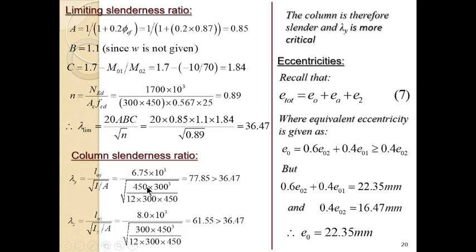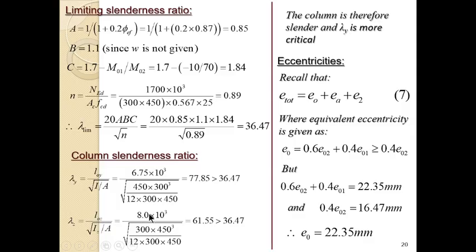So this is B, when you are in this minor axis. This is the H, which we cube, all over 12. Now, this 300 times 450 takes care of the cross-sectional area. So once you do that, the slenderness in the minor axis is 77.85, which is greater than the limiting slenderness of 36.47.